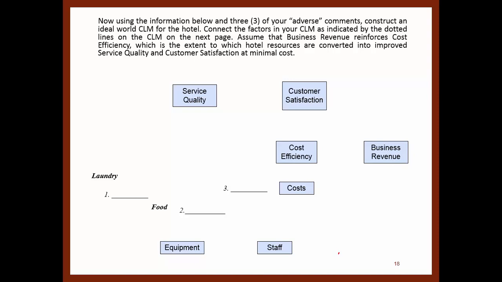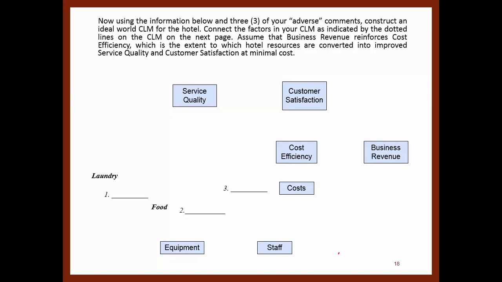So the situation again was we were looking at a hotel stay, and we wanted to see, using three adverse comments, we will construct an ideal world's causal loop model for the hotel. We're connecting the factors in the causal loop model as indicated by the dotted lines. So we have some dotted lines in the paper that you received. It assumes that the business revenue reinforces cost efficiency, which is the extent to which the hotel resources are converted into improved service quality and customer satisfaction at a minimal cost.